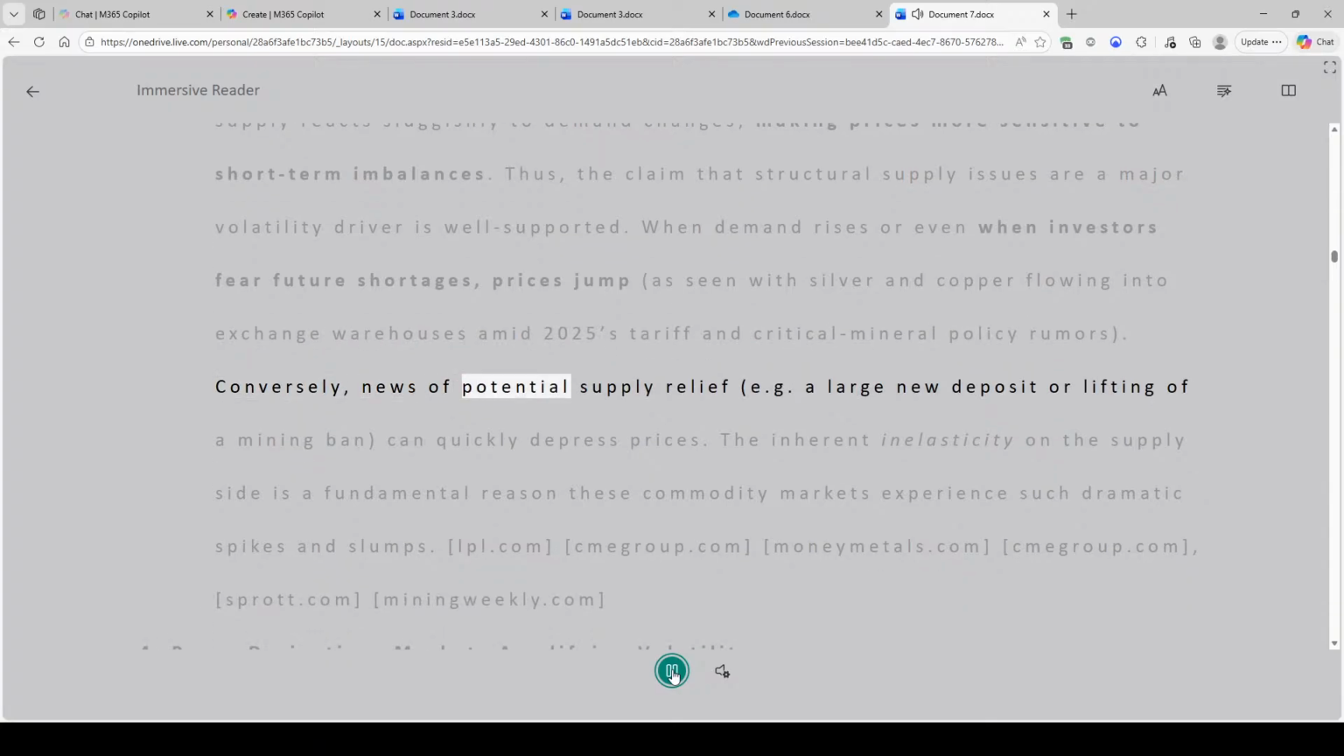Conversely, news of potential supply relief, e.g. a large new deposit or lifting of a mining ban, can quickly depress prices. The inherent inelasticity on the supply side is a fundamental reason these commodity markets experience such dramatic spikes and slumps.